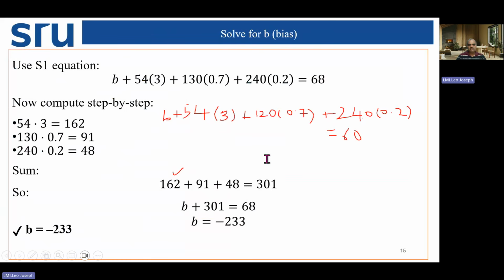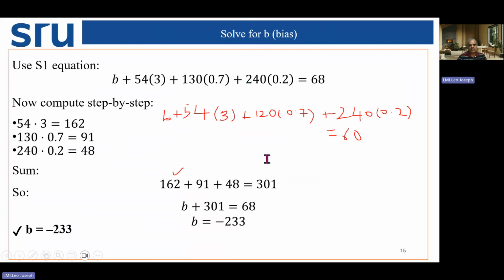Now I have to do the sum, right? So 162 plus 84 plus 48. I will compute here. 162 plus 84 plus 48. What answer are you getting? 294. This is nothing but the new value you are getting for the instance, 294.